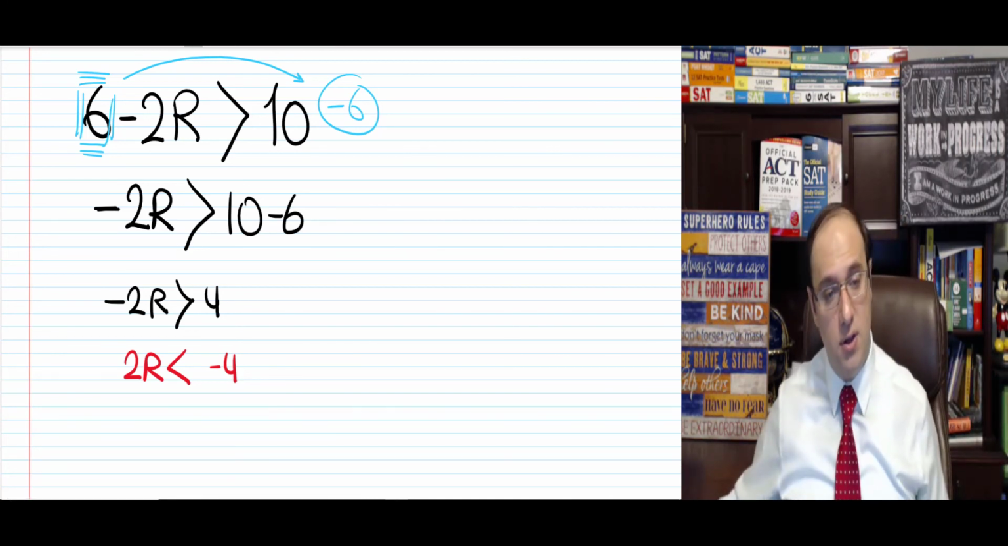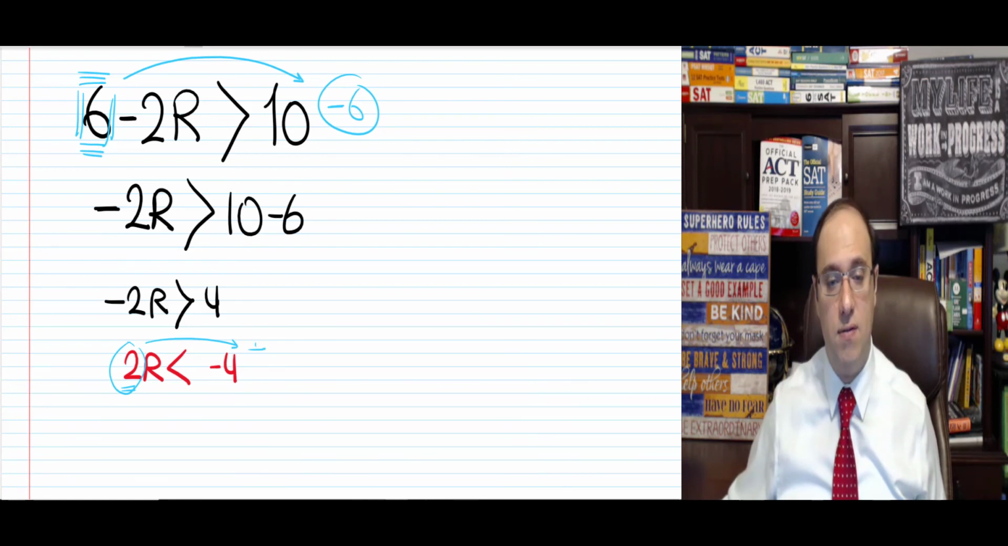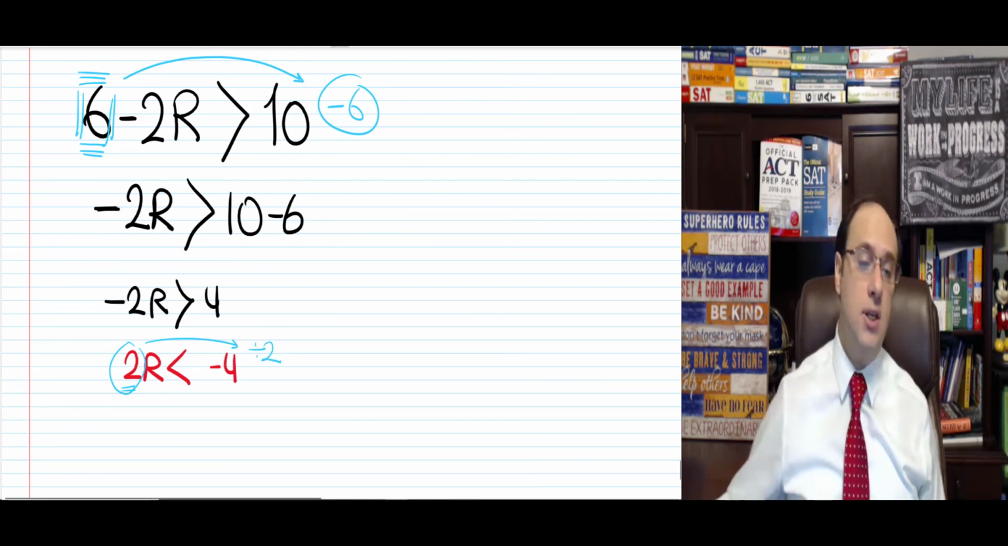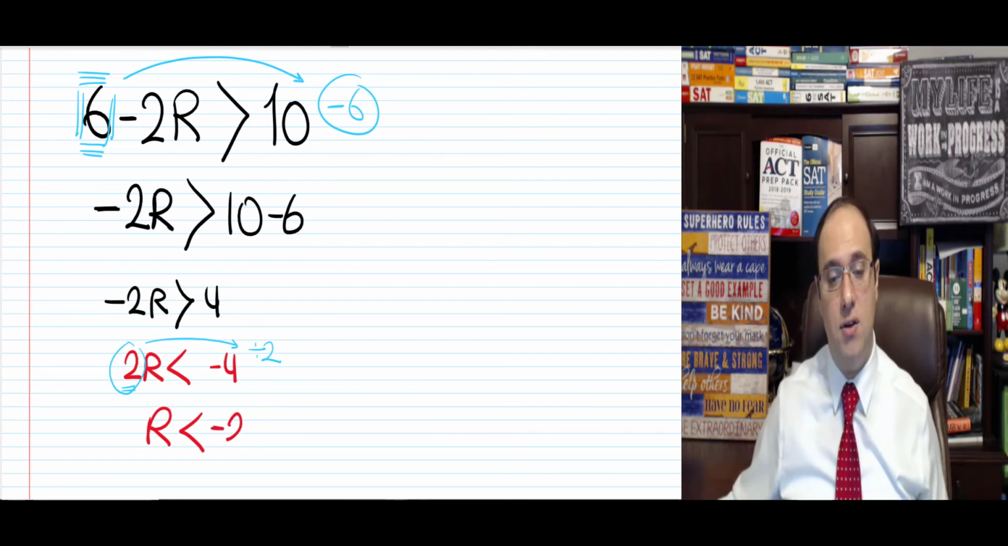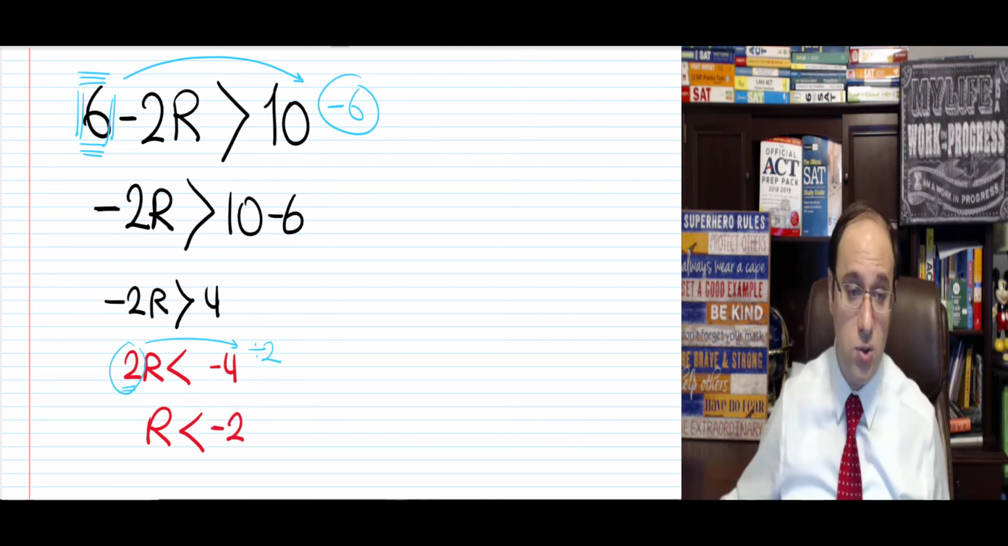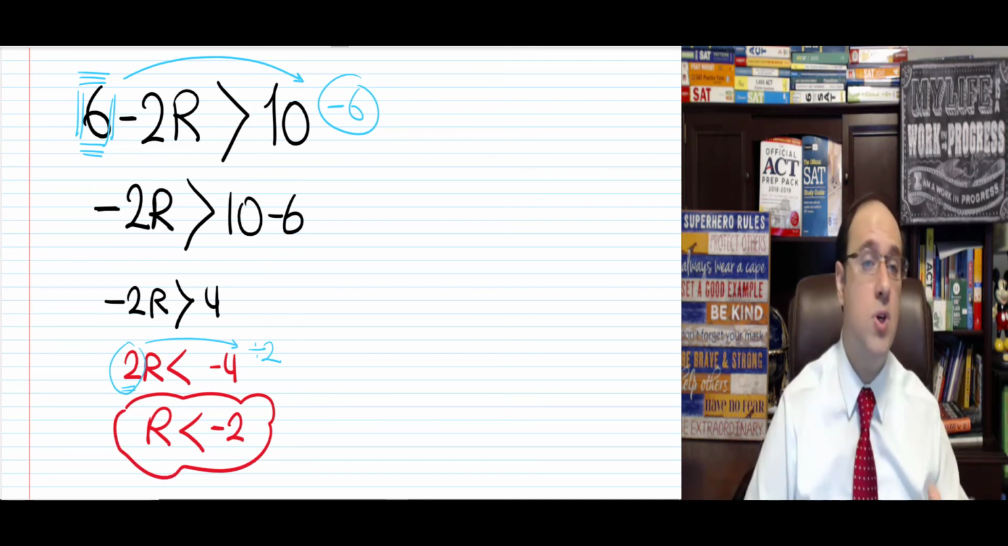Now, let's get rid of the 2 times r. 2 times r means r times 2 goes to the other side as divided by 2. This leaves me with r is less than -2, because -4 divided by 2 is -2. Here's my answer. Super? Super.